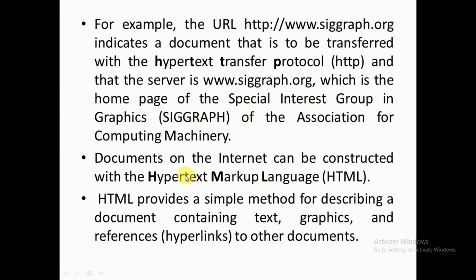Documents on the internet can be constructed with hypertext markup language, HTML. How to construct documents on the internet: HTML. These parts were already studied, right? That's why I am not concentrating much on this. HTML provides a simple method for describing a document containing text, graphics, and hypertext references to other documents. Whenever you are forming a web page, you use HTML to develop such pages. On such a page you can display text, display graphics, and refer to hyperlinks. I think you have seen such web pages on your computer.